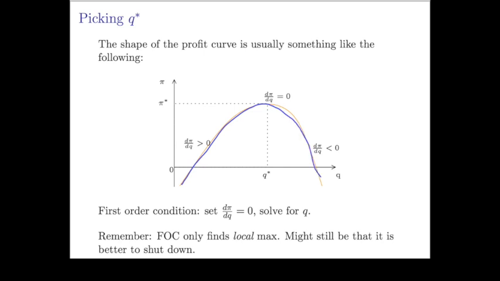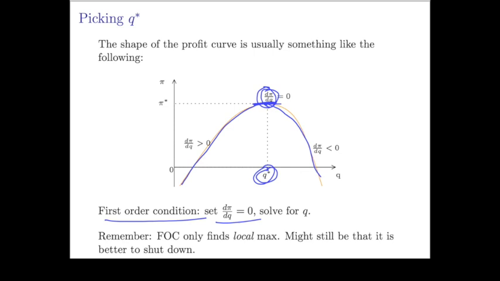So in order to find the optimal Q star, this looks like a familiar exercise to you. You find the part of this little hill where it's flat. That means you look for the point where this profit function has a 0 derivative. So you want to find the Q star where the profit function has 0 derivative. So the first order condition is to set the derivative of profit to 0 and solve for Q.